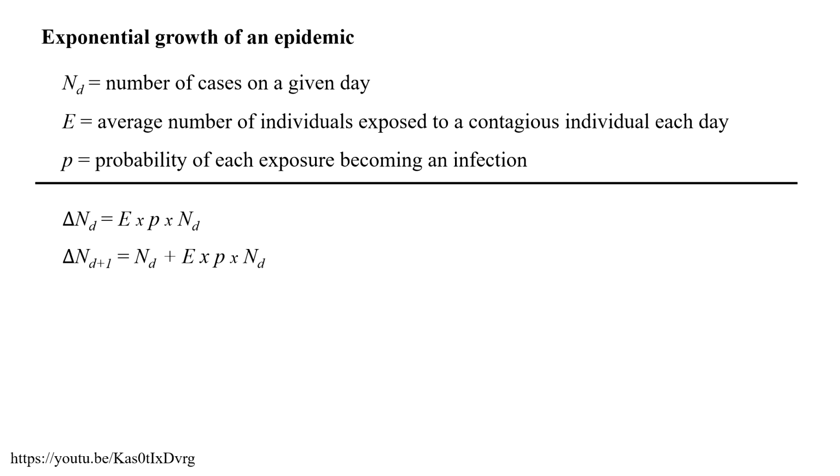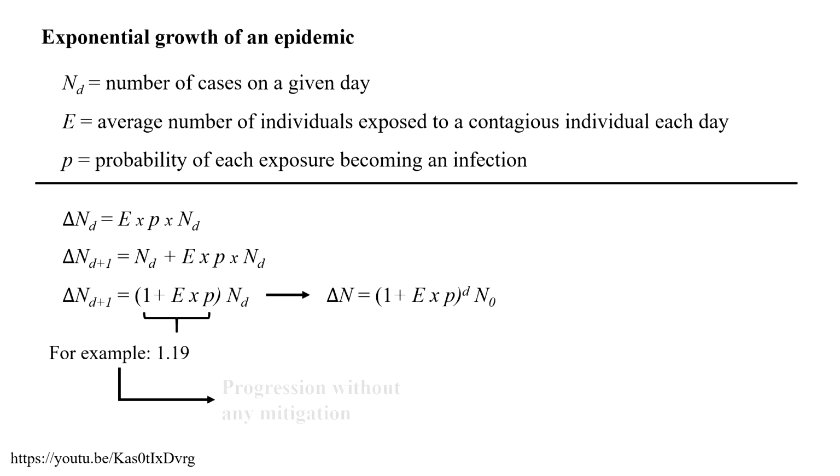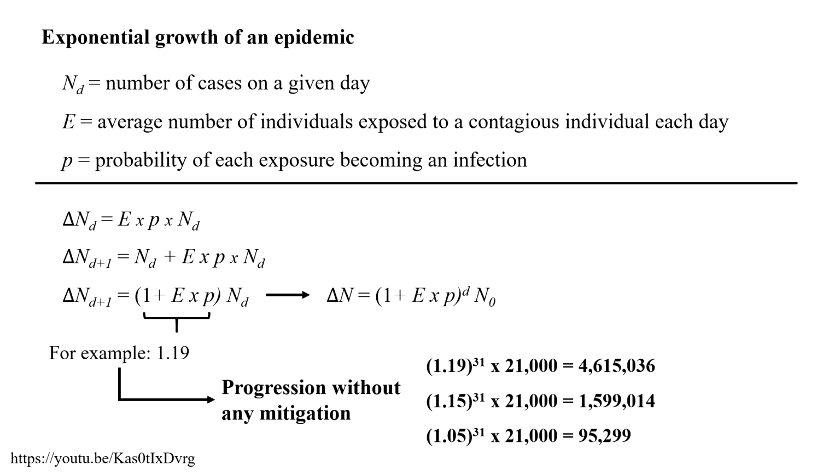If I want to look at N subscript D plus 1, meaning the next day, I still have the same expression, E times P times N subscript D, and I add to that the number of cases that were actually confirmed on the day that I started to make this calculation. We can make two different types of mathematical expressions after this, and this part is very interesting. It's very similar to accumulated interest. If you put $100 in the bank and you get 5% interest, after 1 year you're going to have $105.